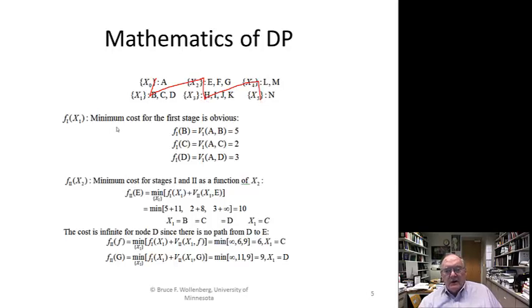The minimum cost for the first stage is obvious, and we did that one, because there's only one path. The minimum cost for stages 1 and 2 is a function of x2, and these are the same. This says that for example, at x1, if I'm going to E, it's 5 plus 11, 2 plus 8, or 3 plus. That's interesting.